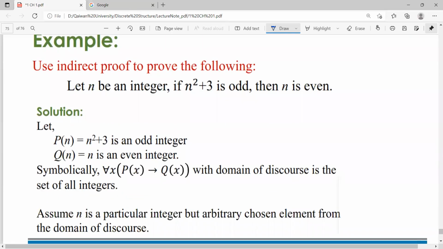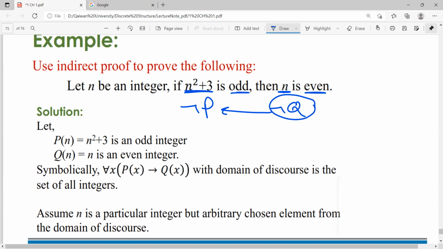Okay, here we have an example. It says if n squared plus 3 is odd, then n is even. What we do here, this is P, that's Q. We say we take negation of Q, and we must get negation of P. If from negation Q we get negation of P, it means P then Q is true. That means if n squared plus 3 is odd, then n is even. So the given statement is true.